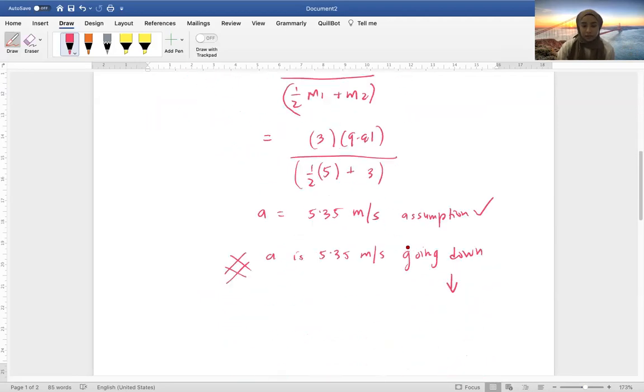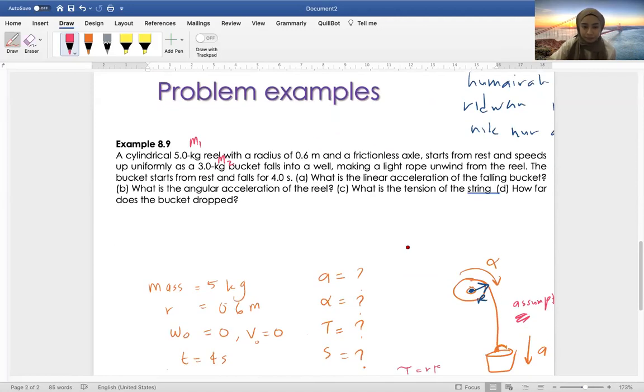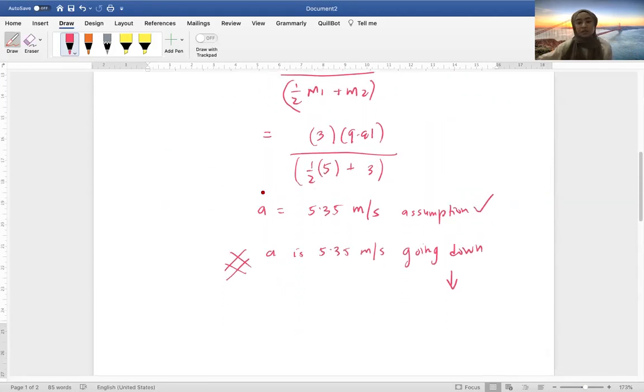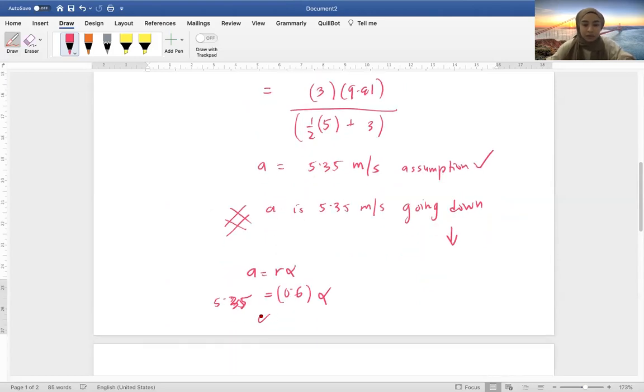Okay, so we have the acceleration. What is the next question? What is the linear acceleration? So we got that, A. What is the angular acceleration? And we all know that linear acceleration is connected to the angular one because they are all the same thing. So A equals to R alpha. R is 0.6. And you know what your A is, 5.35. So you can solve for your alpha. So alpha is 8.92 radians per second squared.